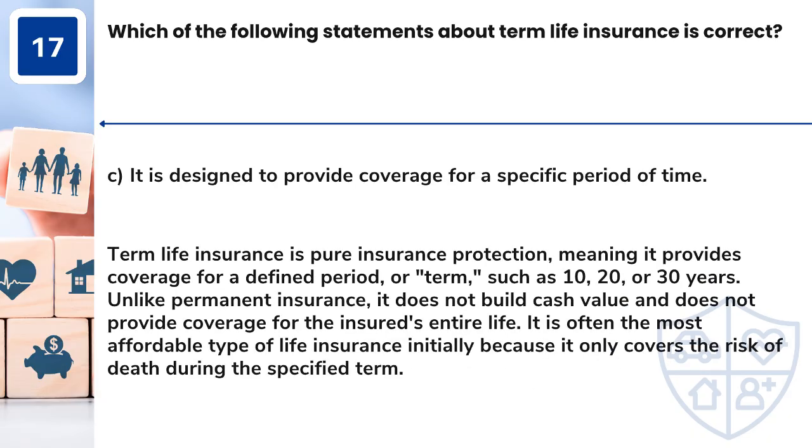Answer: C. It is designed to provide coverage for a specific period of time. Term life insurance is pure insurance protection, meaning it provides coverage for a defined period, or term, such as 10, 20, or 30 years. Unlike permanent insurance, it does not build cash value and does not provide coverage for the insured's entire life. It is often the most affordable type of life insurance initially because it only covers the risk of death during the specified term.